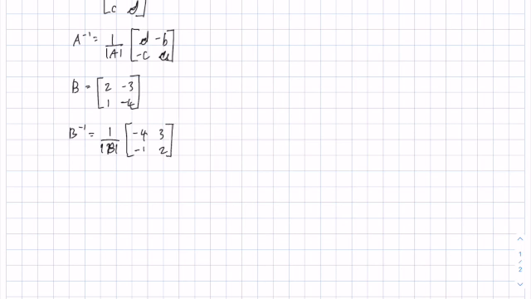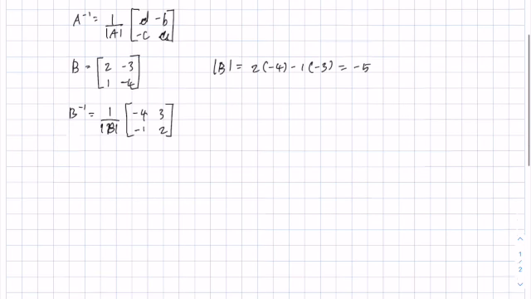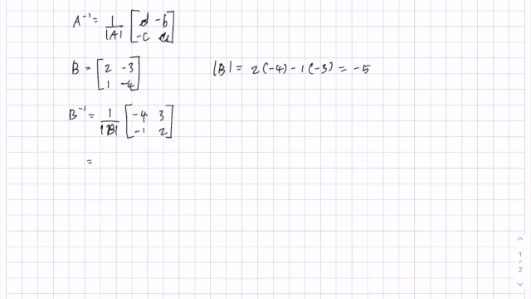Now for the determinant, you should already know how to find the determinant of matrices. If not, you can check the previous video I've made on that. But the determinant of B is just 2 times negative 4 minus 1 times negative 3. So 2 times negative 4 minus 1 times negative 3. So this is equal to negative 5. B inverse is 1 over negative 5 times this matrix.